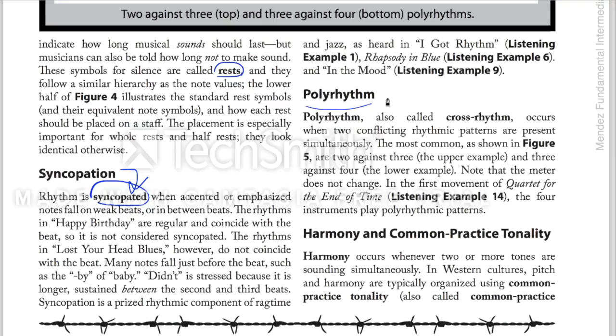Then we have polyrhythm. Polyrhythm is also called cross rhythm, which occurs when two conflicting rhythmic patterns are present simultaneously. The most common, as shown in figure 5, are 2 against 3, the upper example, and 3 against 4, the lower example. Note that the meter does not change. In the first movement of Quartet for the End of Time, which is listening example 14, the 4 instruments play polyrhythmic patterns.